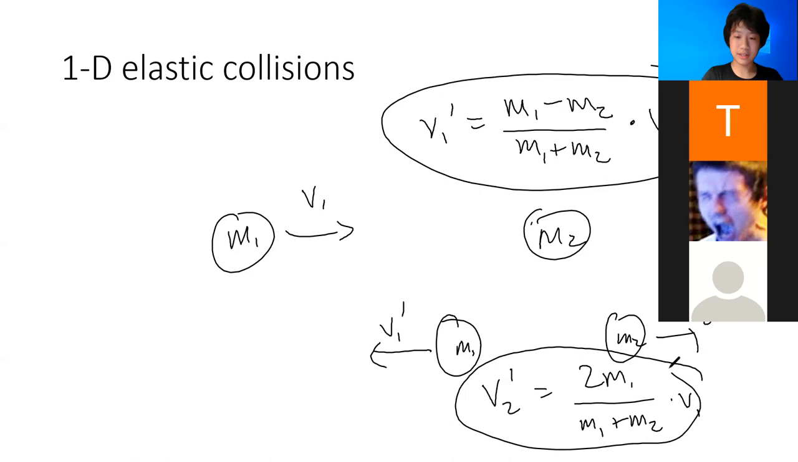So the second ball is the ball that's initially at rest, and the first ball is the ball that's initially moving. These are two equations you would use for this certain scenario where the collision is 1D and elastic, and also one of the balls has to be at rest before the collision. So these are two important equations you might want to write down.